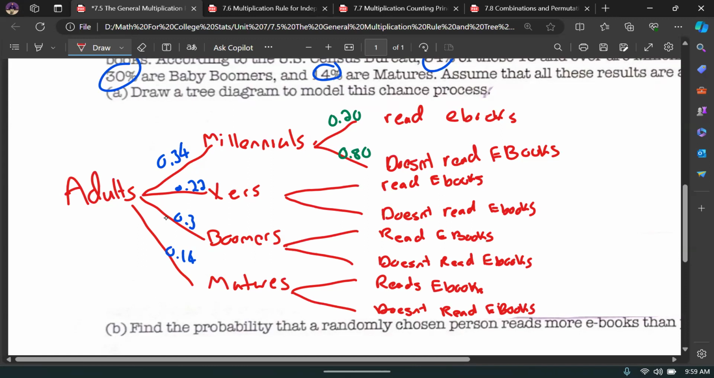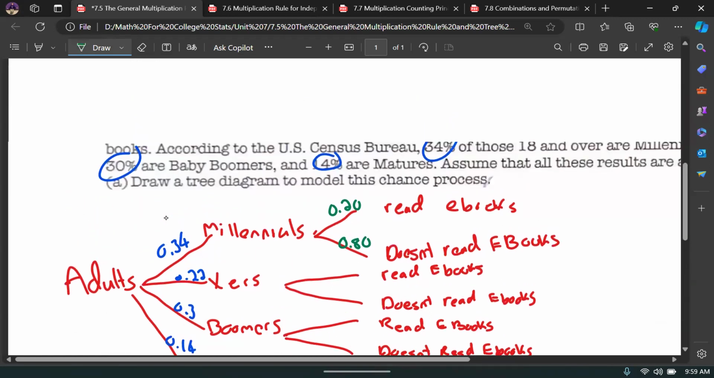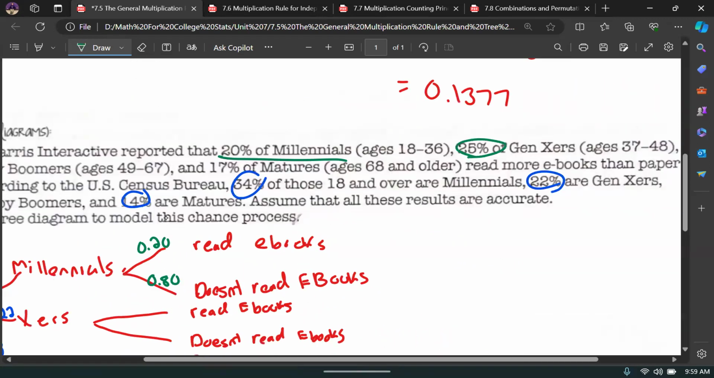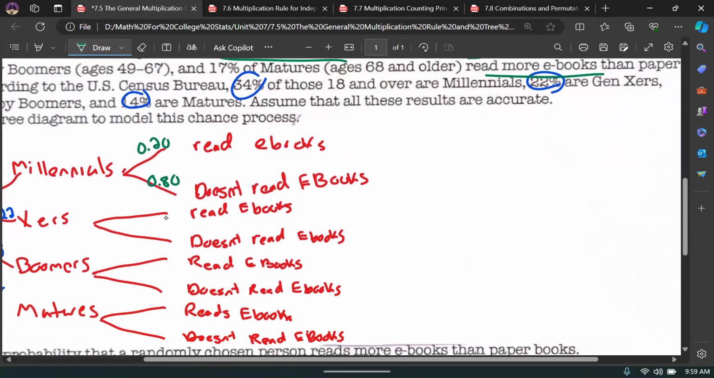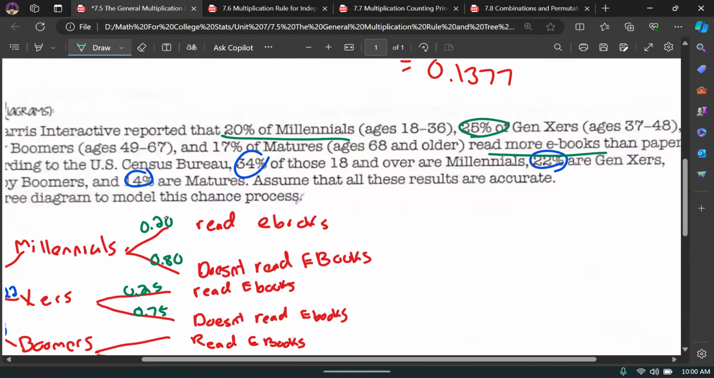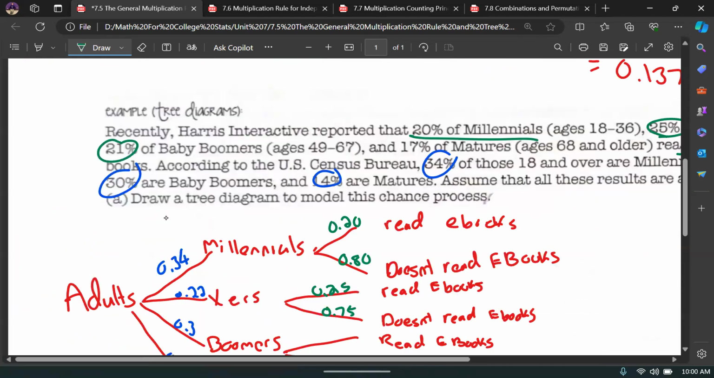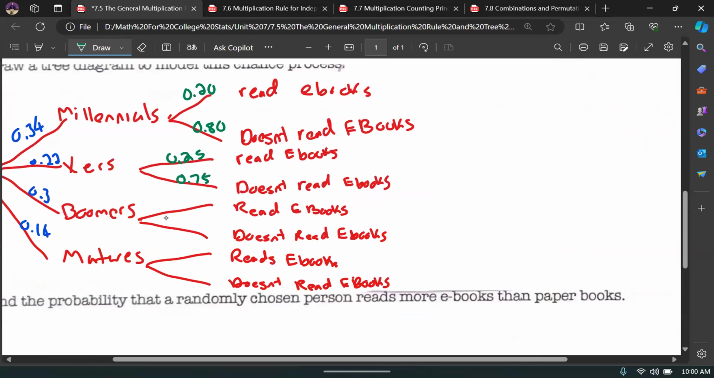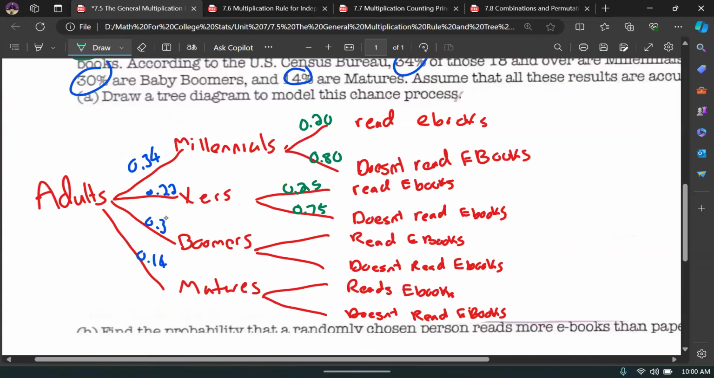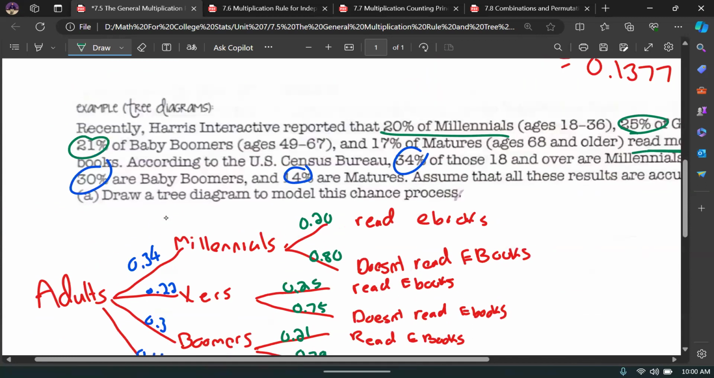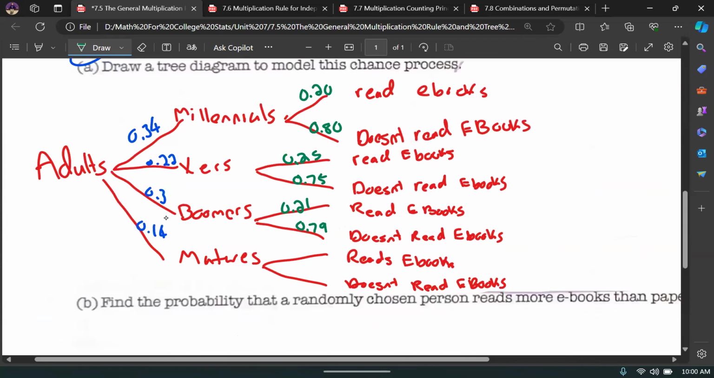So when you look at it, let's look back at some of the data. We're going to need some of this information. Looking at the Gen Xers, 25% of them read more ebooks than paper books. So Gen Xers, we know that 25% will read more, which obviously indicates that 75% do not. If we look at the boomers, 21% of baby boomers will read more ebooks, which means that 79% do not. And then for the matures, we have 17% read ebooks. So 17% versus 83% that do not.